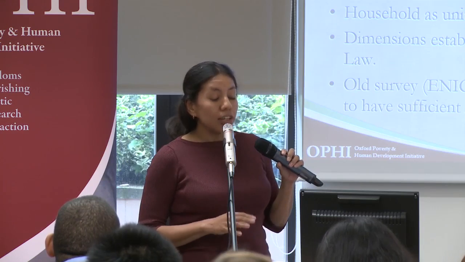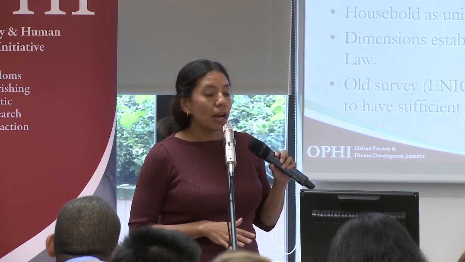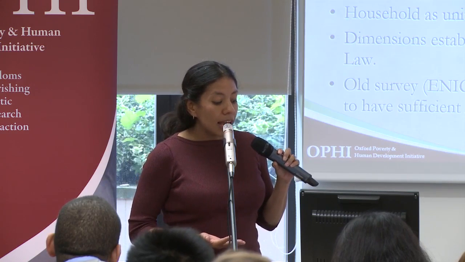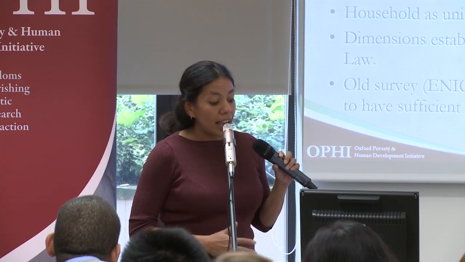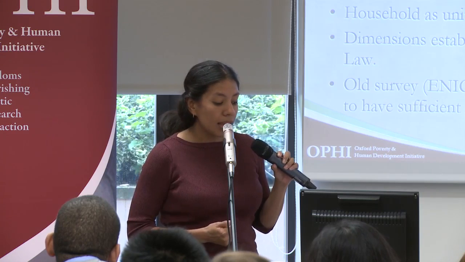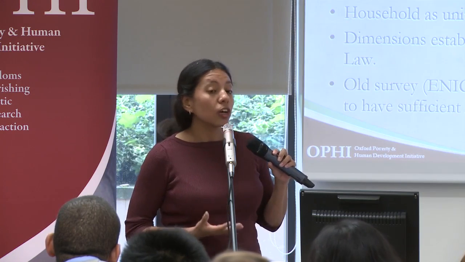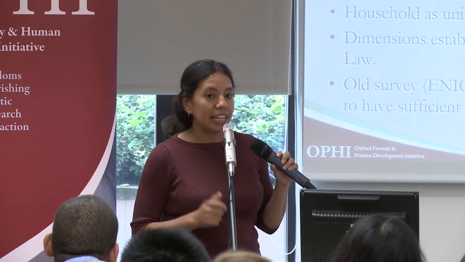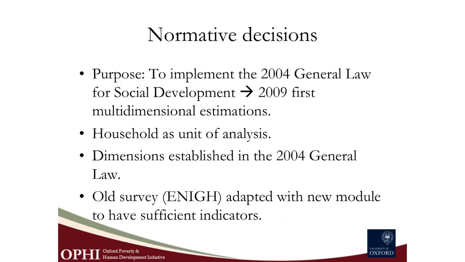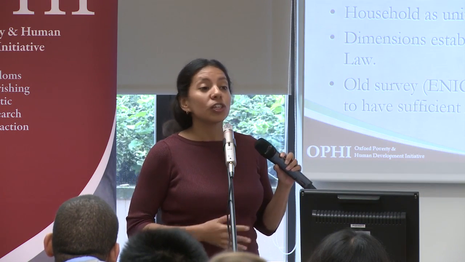And then the law establishes that in order to be considered poor, a person would have to be deprived in economic well-being, in their social rights, and also in a dimension of social cohesion. We will discuss slightly more about this later. The law also establishes some resources to implement all this new measurement and a new institution that is independent.